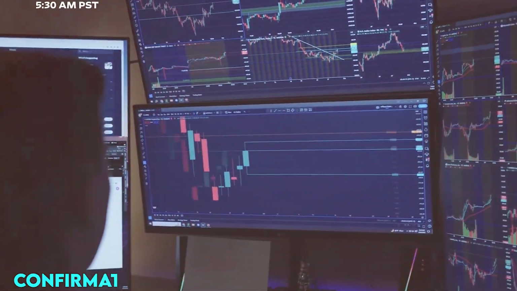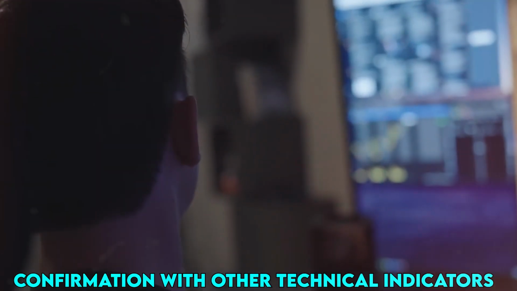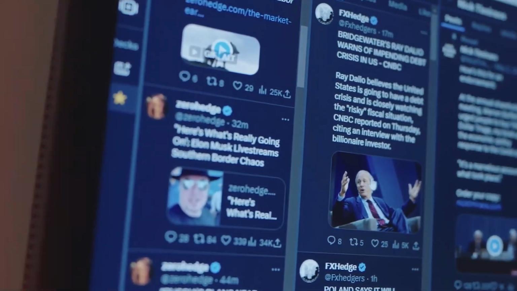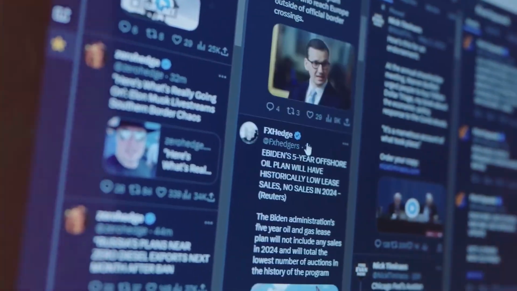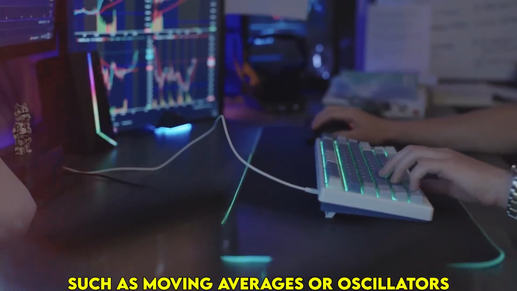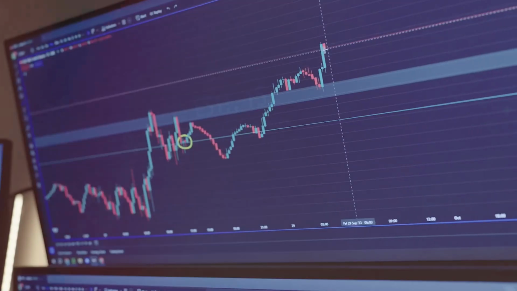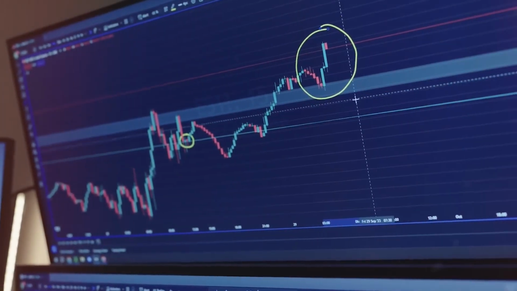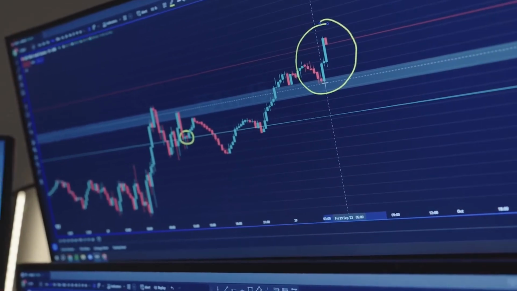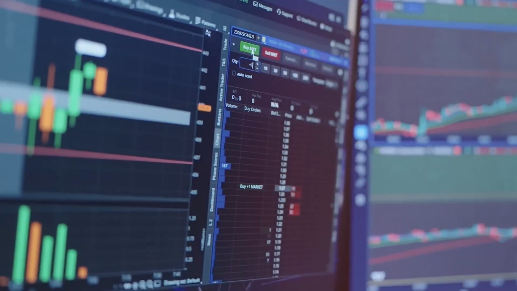6. Confirmation with other technical indicators. Candlestick patterns are often used in conjunction with other technical indicators, such as moving averages or oscillators, to strengthen trading decisions. When multiple indicators align with a candlestick pattern, it increases the probability of a successful trade.